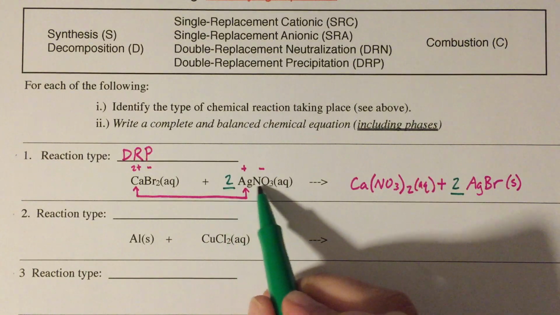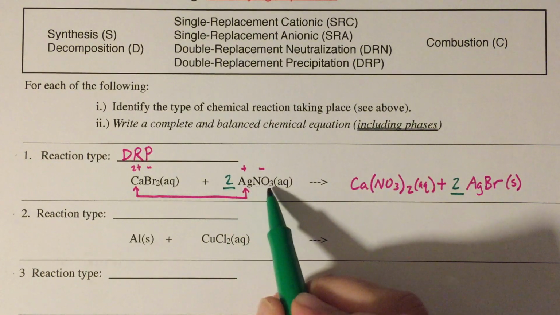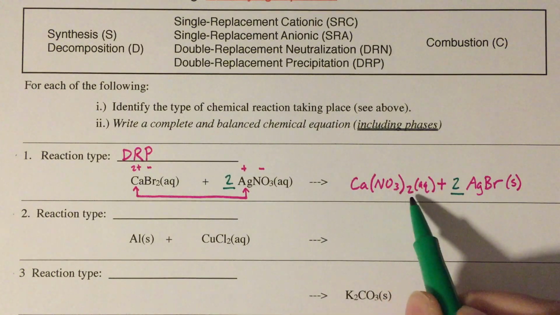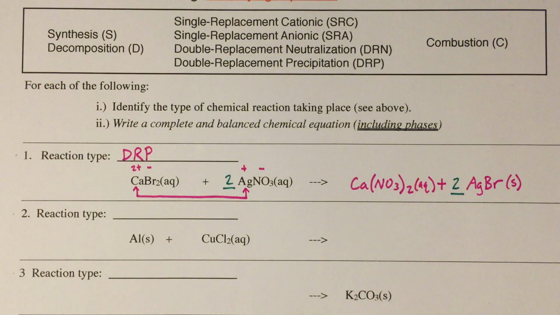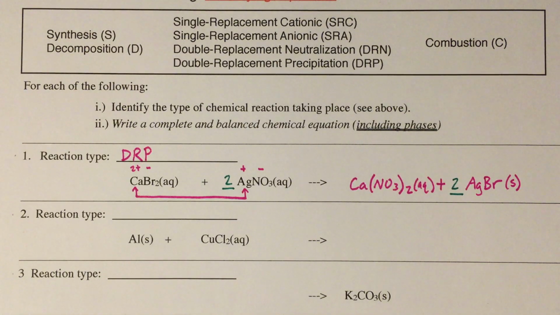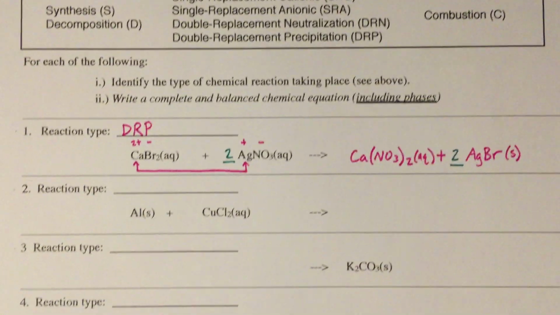And now that 2 is affecting my nitrates. Remember to chunk those. So I have 2 nitrates now, and I already have 2 nitrates over here, so that looks good. And that reaction is now balanced. So number 1 is done. So we'll move on to number 2.